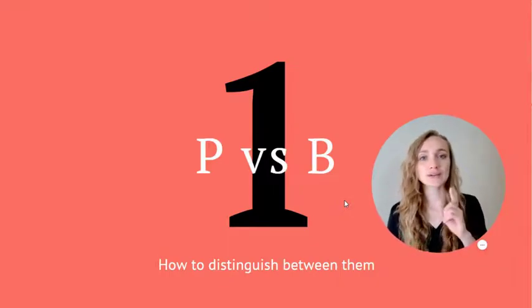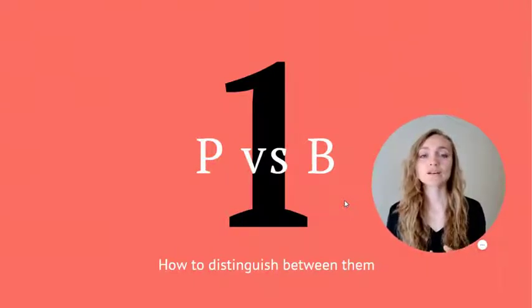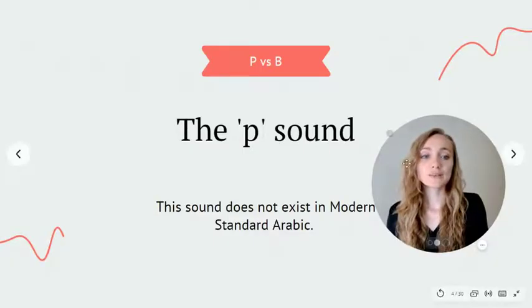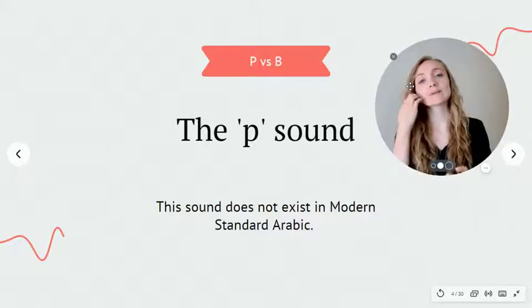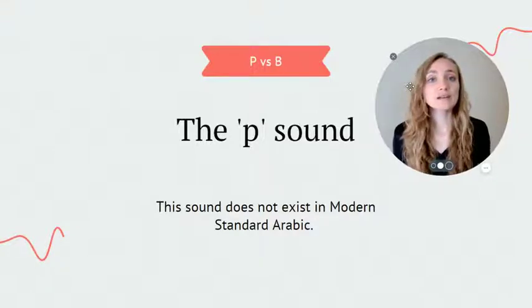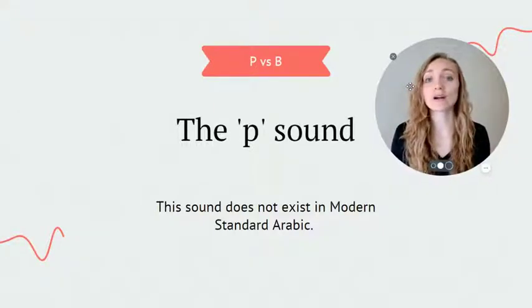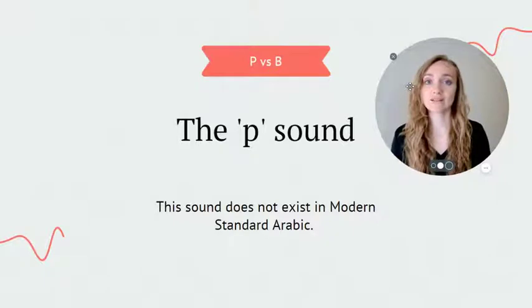The first thing we're going to talk about are the P and B sounds. So the P and B. P, B. We're going to talk about how to distinguish them. So the P sound. This is a sound that tends to be difficult because it does not exist in modern standard Arabic. So because this sound does not exist, we feel the tendency to change it into a different sound that is more comfortable that comes from our native language.